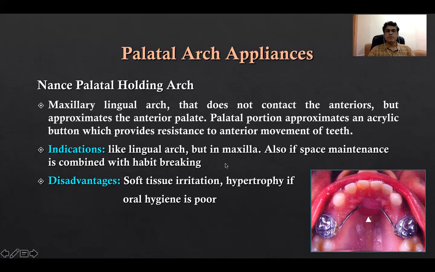The indications are the same as the lingual arch, but it will be for the maxilla. Also, if the space maintainer is combined with a habit breaking appliance, you can include some spurs or spikes in this acrylic button, and it can be used as a habit breaking appliance along with the space maintenance. The disadvantages: soft tissue irritation due to this acrylic button, and hypertrophy if the oral hygiene is not maintained well.